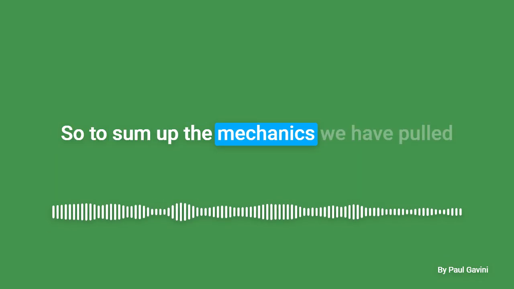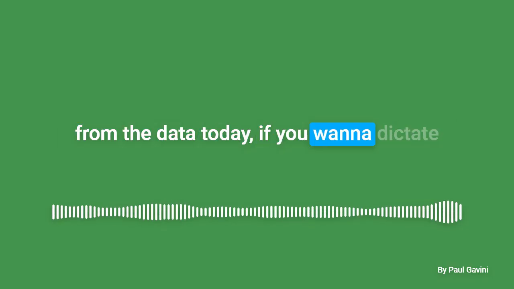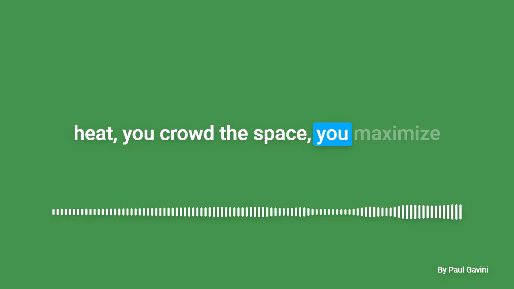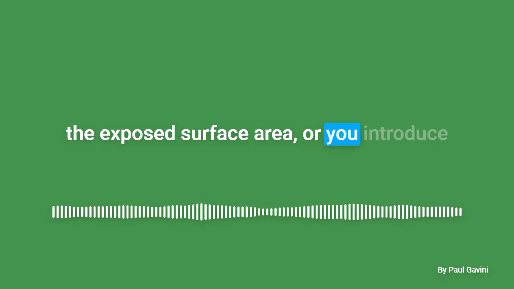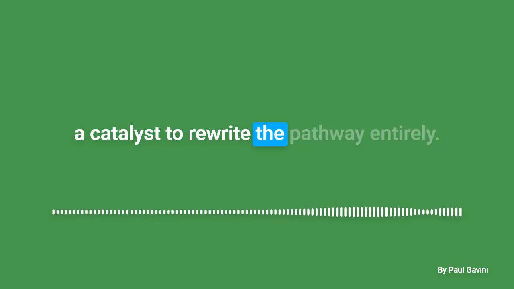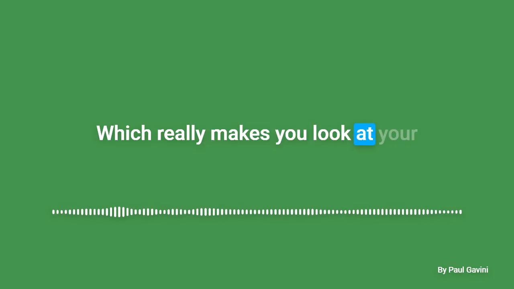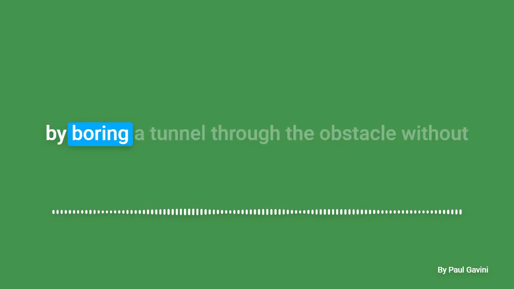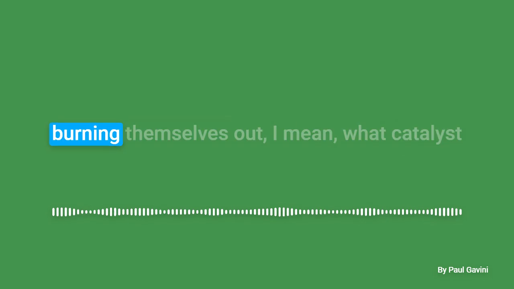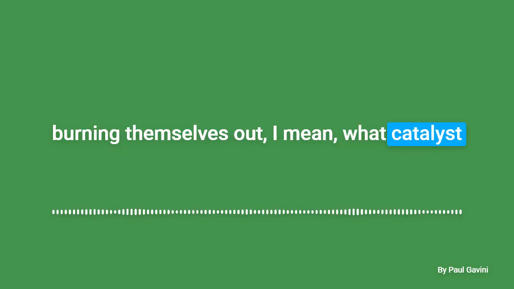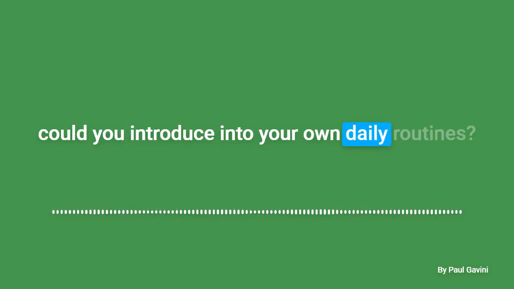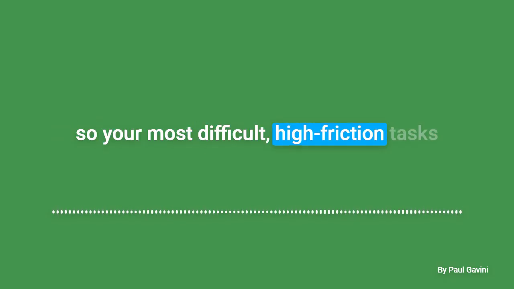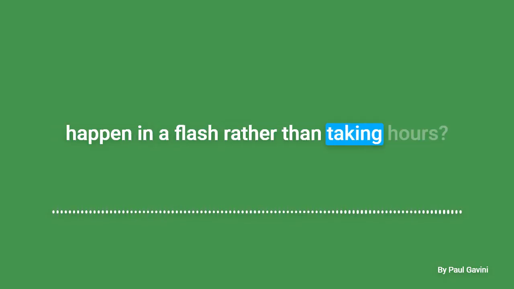So to sum up the mechanics we have pulled from the data today, if you want to dictate the speed of a reaction, you tweak the heat, you crowd the space, you maximize the exposed surface area, or you introduce a catalyst to rewrite the pathway entirely. Which really makes you look at your own workflow differently. Since chemical catalysts speed up reactions by boring a tunnel through the obstacle without burning themselves out, what catalysts could you introduce into your own daily routines? How can you bypass the mountain altogether so your most difficult, high-friction tasks happen in a flash rather than taking hours?